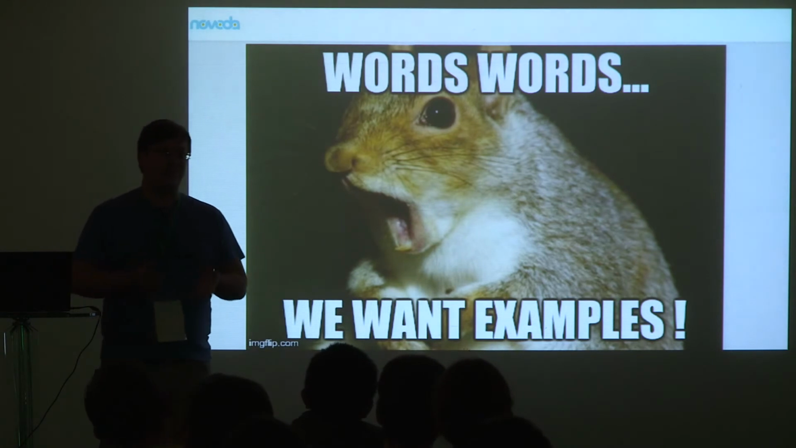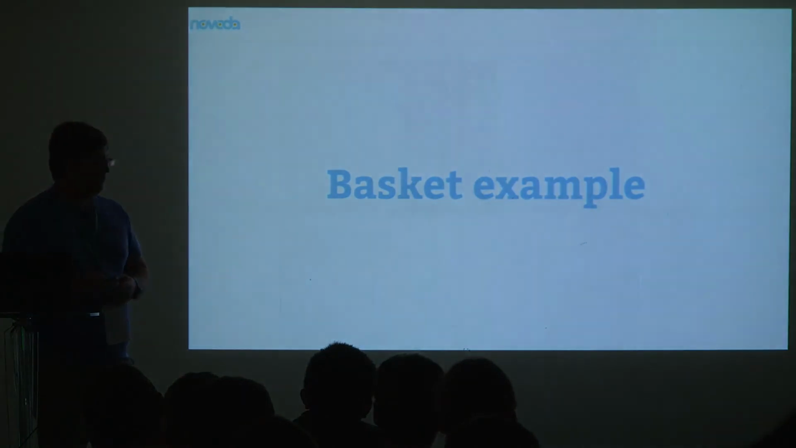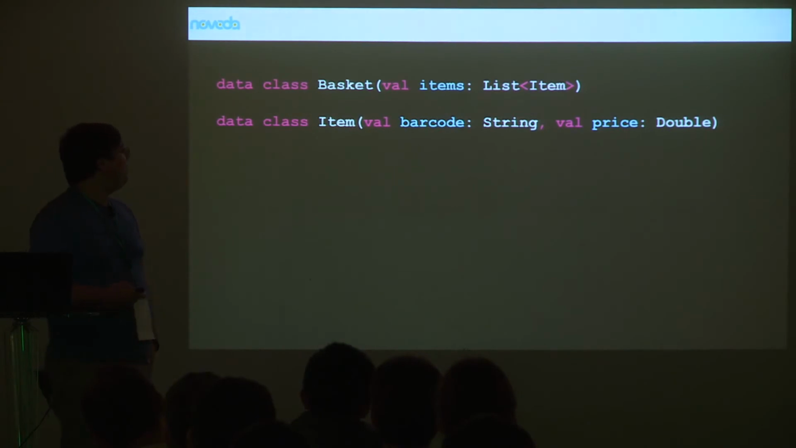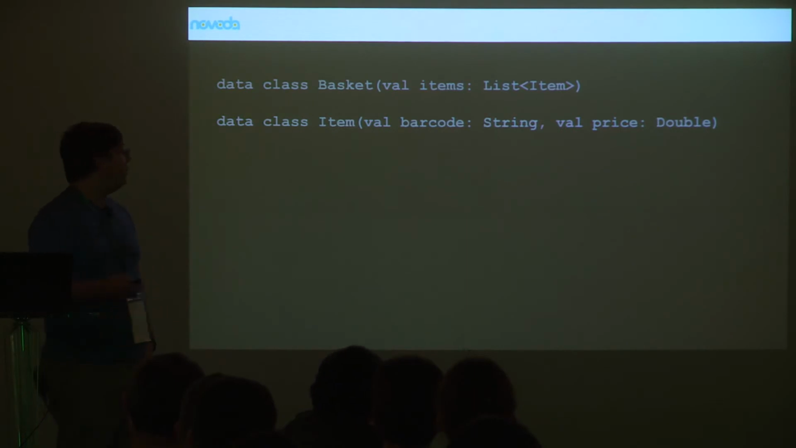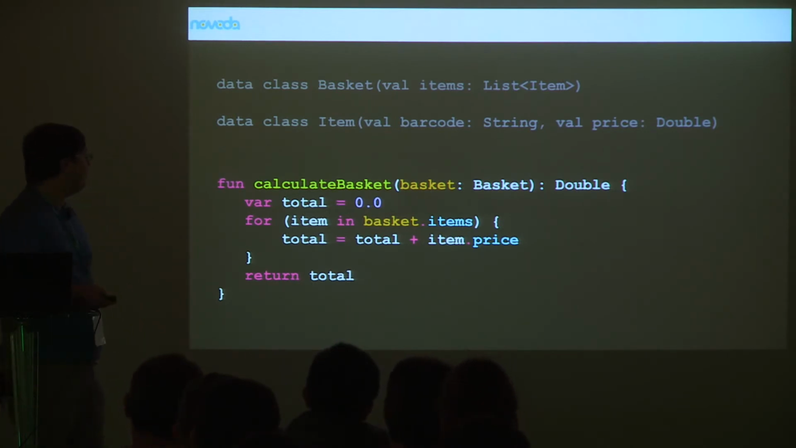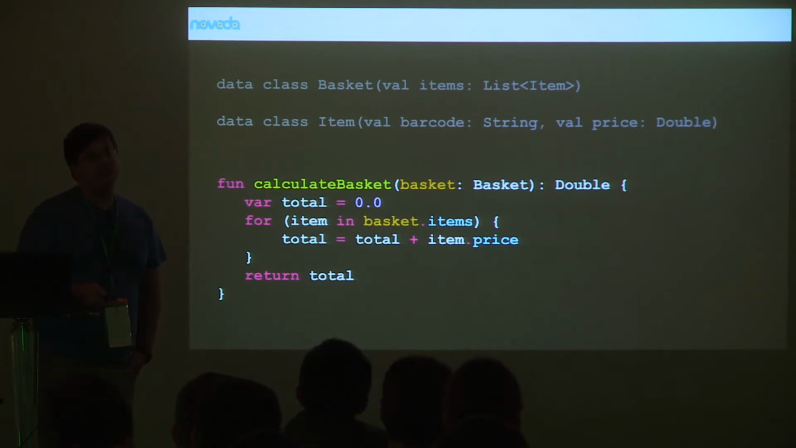All right, let's take a more concrete example because, let's be frank, squirrels are a bit weird. So I have a basket. It's a collection of items, and an item has a barcode and a price. And I want to find the total of my basket. So I can do it like this. This is my traditional imperative approach. You initialize a variable to 0, you iterate over all the items in the basket, sum the price to that total, and return the total at the end.